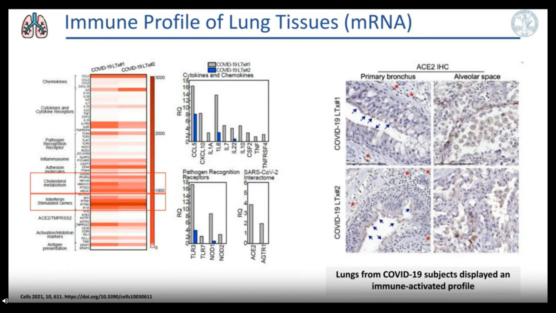Furthermore, in the center, this hyperactivated profile was more evident in lungs from subject 1. Indeed, I would like to draw your attention to interleukin-6, IL-6, which greatly varies between subjects, together with the receptors involved in SARS-CoV-2 infection, such as ACE2 and the virus-interacting protein AGTR1. On the right, ACE2 expression in the lung parenchyma of COVID-19 lung transplanted subjects was evaluated at the protein level. Indeed, by immunohistochemistry, we found that ACE2 was present both in the alveolar space and the primary bronchus, besides being expressed by small vessels as expected.